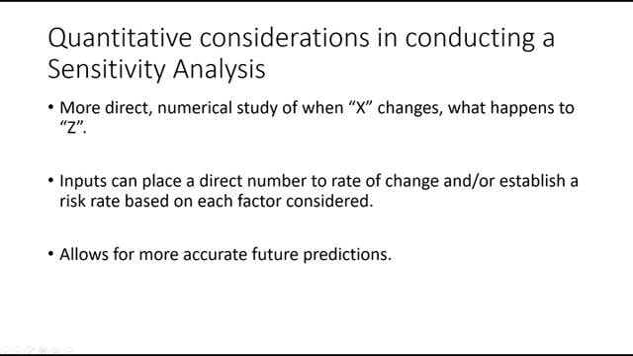Next, inputs can place a direct number on a rate of change or establish a risk rate based on each factor considered. You look at how each input relates to the output, and you can calculate it as a percentage of change. If you do multiple percentages of change, this leads you into our next bullet point. It allows for a more accurate future prediction.